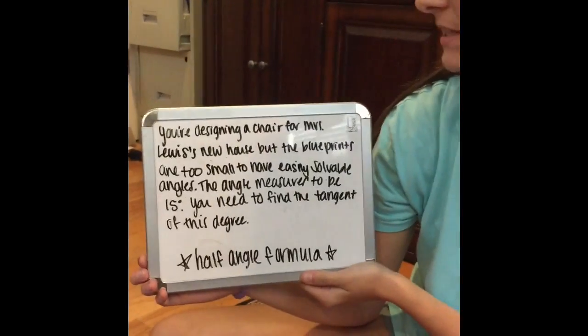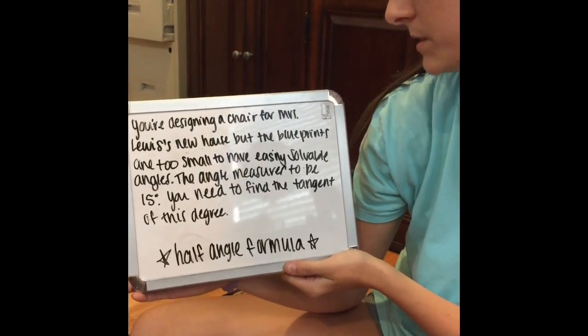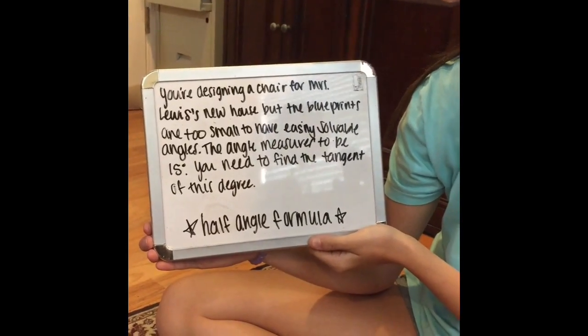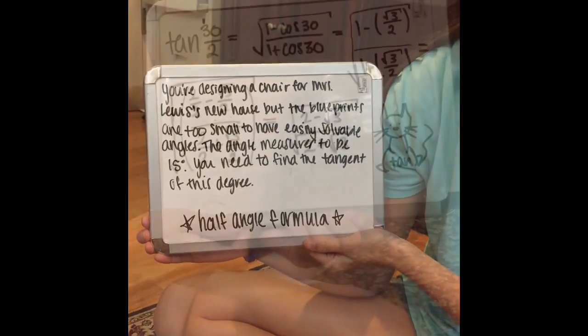You're designing a chair for Miss Lewis's new house, but the blueprints are too small to have easily solvable angles. The angle measures to be 15 degrees. You need to find the tangent of this degree.